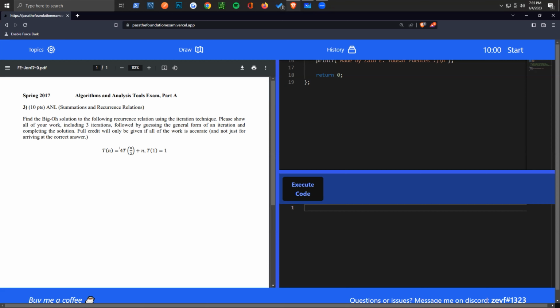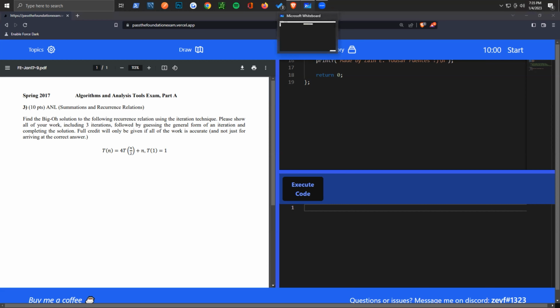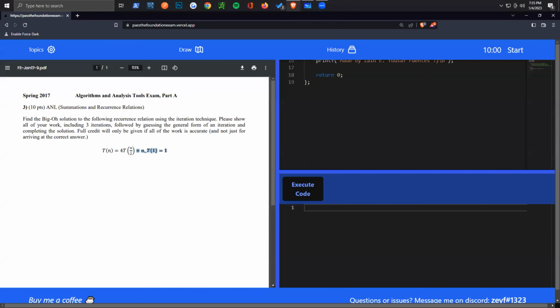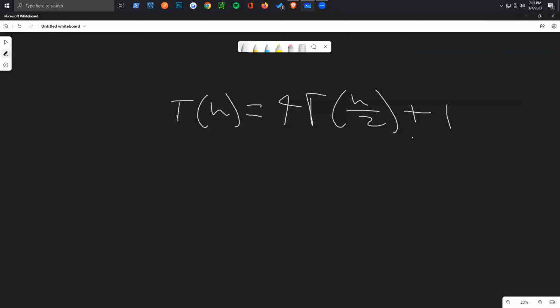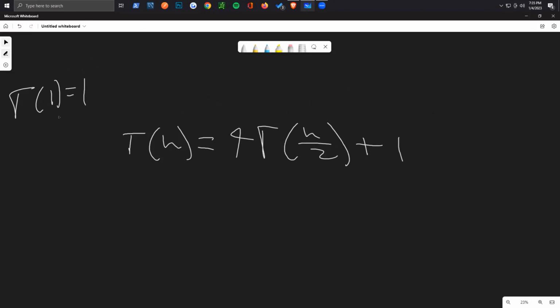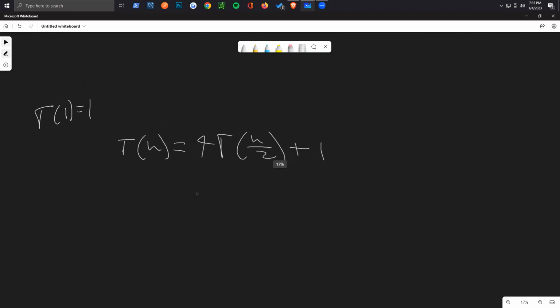So we have this right here, so let's just write it down. 4t of n divided by 2 plus 1. And then another important thing is also the base case. So t of 1 equals 1. And this is going to be important after we get the general form.